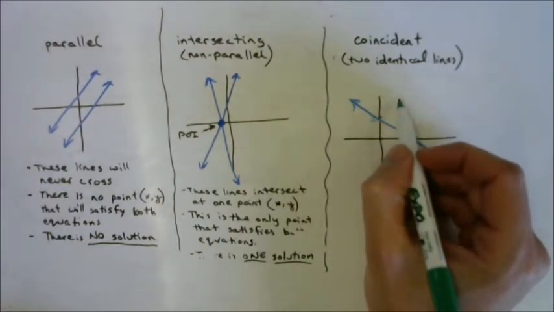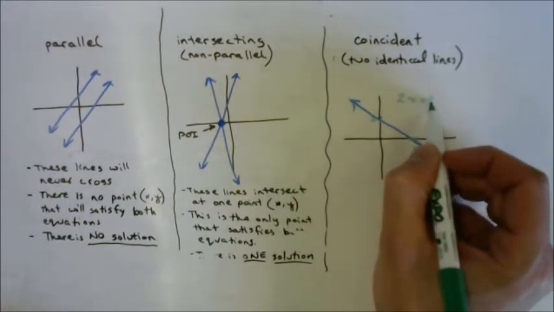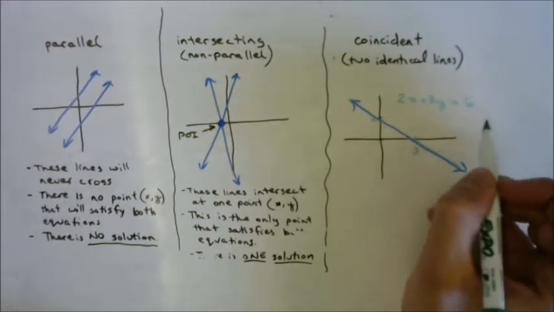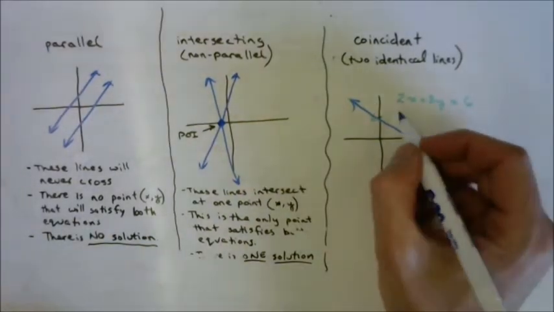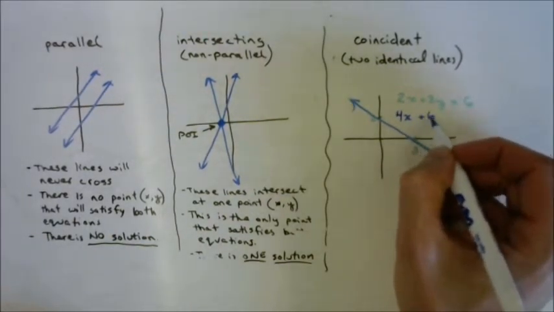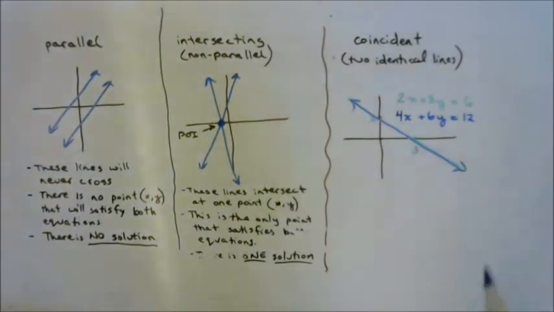The green line is called 2x plus 3y equals 6. And the blue line is 4x plus 6y equals 12. That's two equations. They look different, but in fact they are the exact same line. You just doubled it. I just multiplied all the terms by 2. Could I have divided all the terms by 2? Yes. Could I have multiplied all the terms by 4 over 3? Yes.